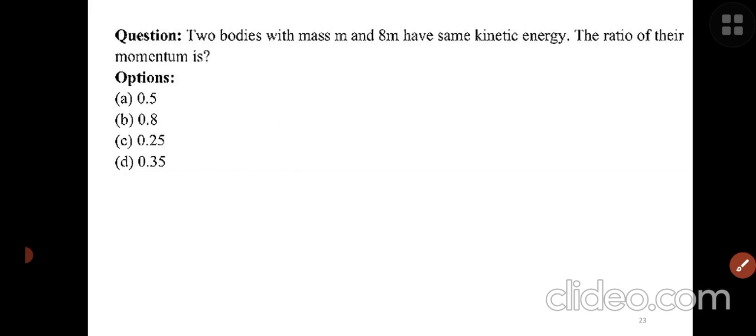Two bodies with mass m and 8m have the same kinetic energy. The ratio of their momentum is, four options are given: 0.5, 0.8, 0.25, 0.35. Let's see the answer.